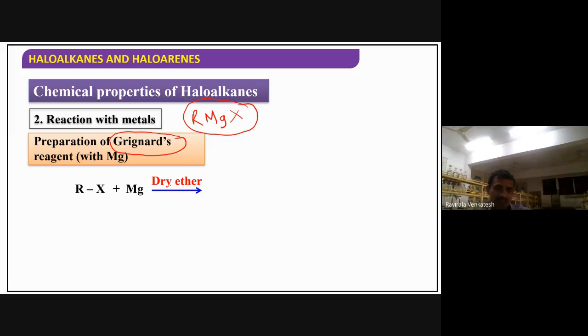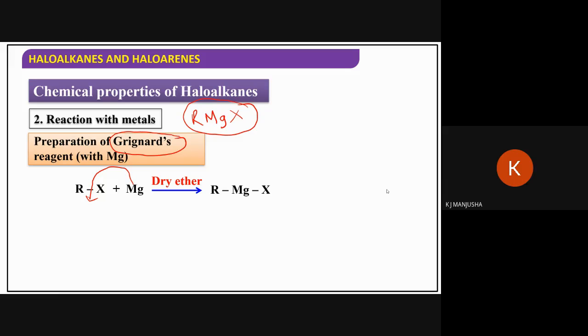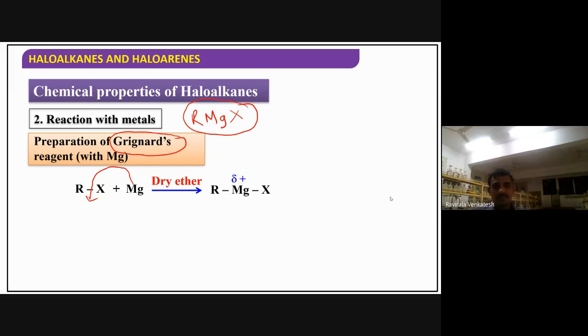Why? Because magnesium will react with moisture to give magnesium hydroxide. That is the reason we take dry ether, which does not have any water content. So I have taken dry ether here, and we are going to get an addition reaction. Now magnesium will take the position between the alkyl and halogen like this. This is called Grignard reagent. Now which metal is present in the Grignard reagent? Tell me. Magnesium is present, isn't it?